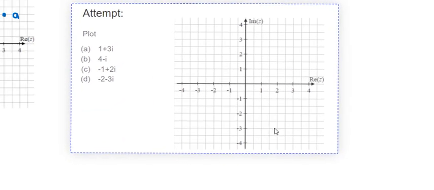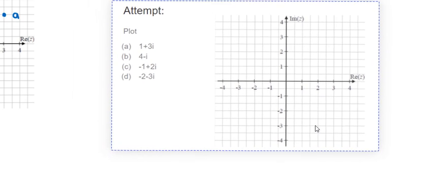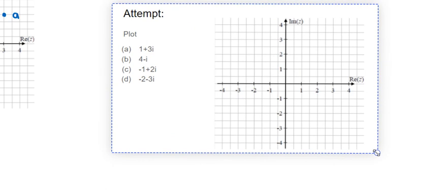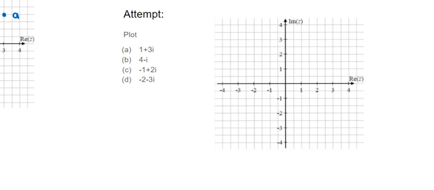Right, so here's 4 more then. If you want to pause the video and maybe draw out the Argand diagram like so, and try and plot them yourself, and then play it on, and I'll plot them for you.